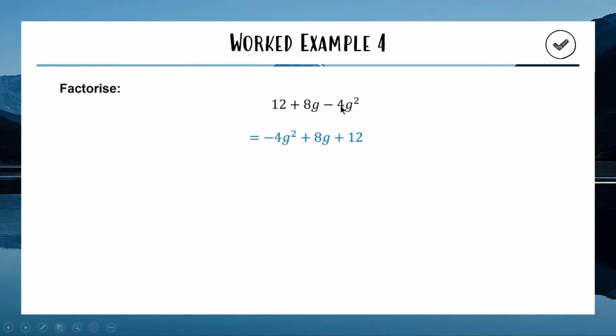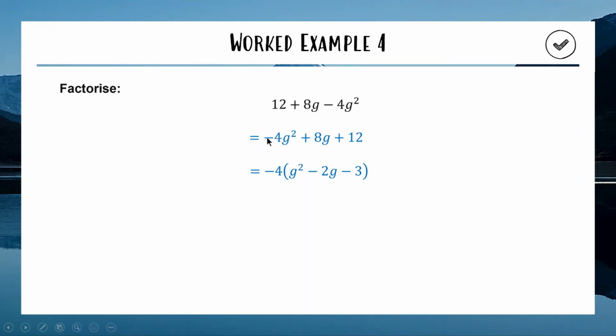I'm going to have the negative 4g squared at the front, then 8g, and then plus 12 on the end. Now we have a common factor of 4, but when the leading term of your trinomial is negative, it makes the factorization really, really challenging. So when we have a question like this, what I'll recommend is factoring out the negative. So we're going to factor 4 out of all the numbers, which is not too hard.